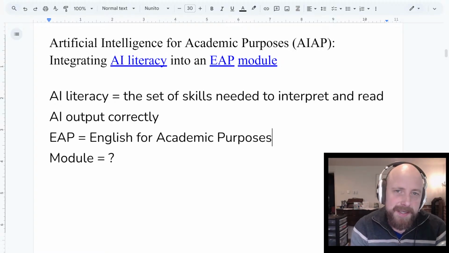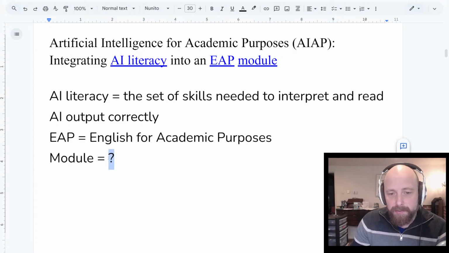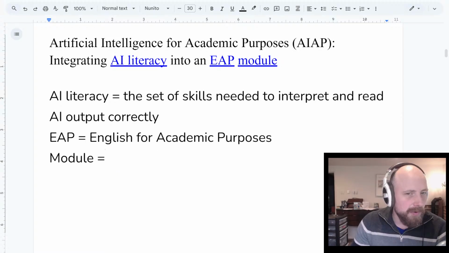So in other words, teaching English to non-natives who want to study in a British university or complete research in an English-speaking context. So, with that said, what do you think we mean here by module? We have the idea of EAP. What could module mean in this context?